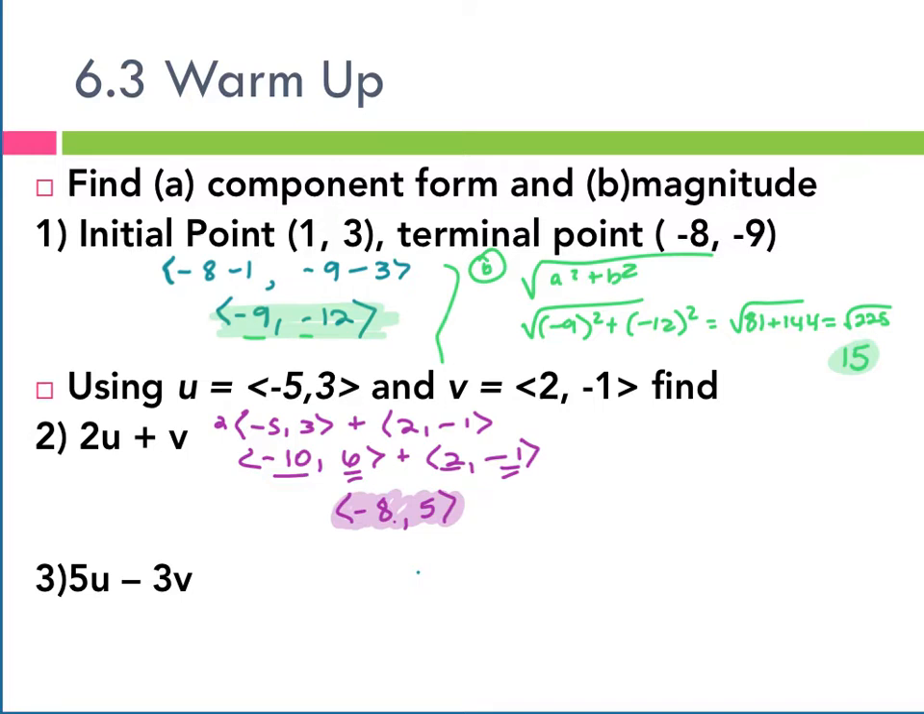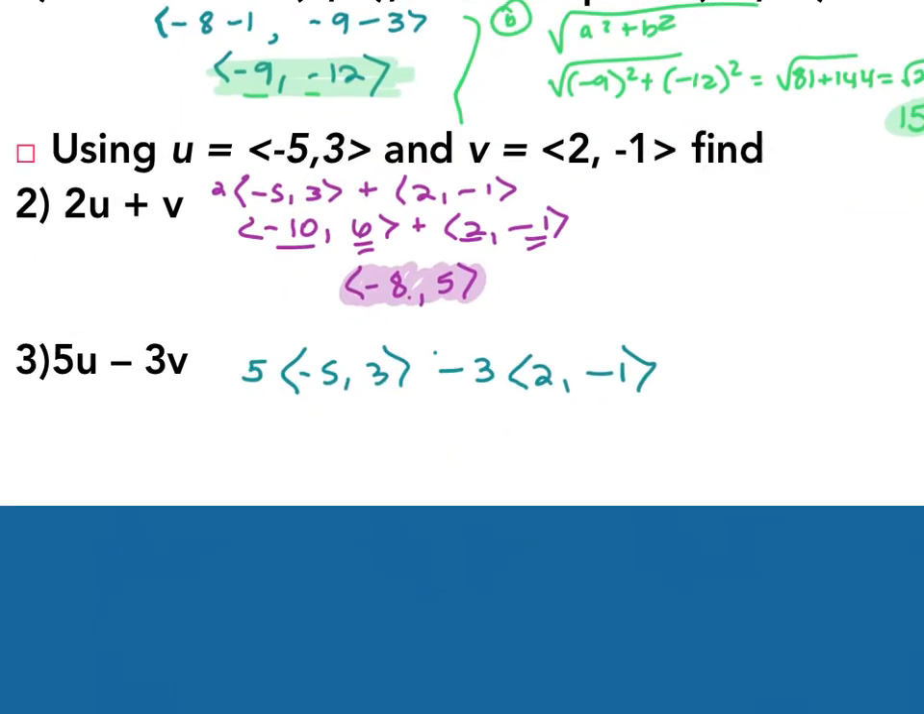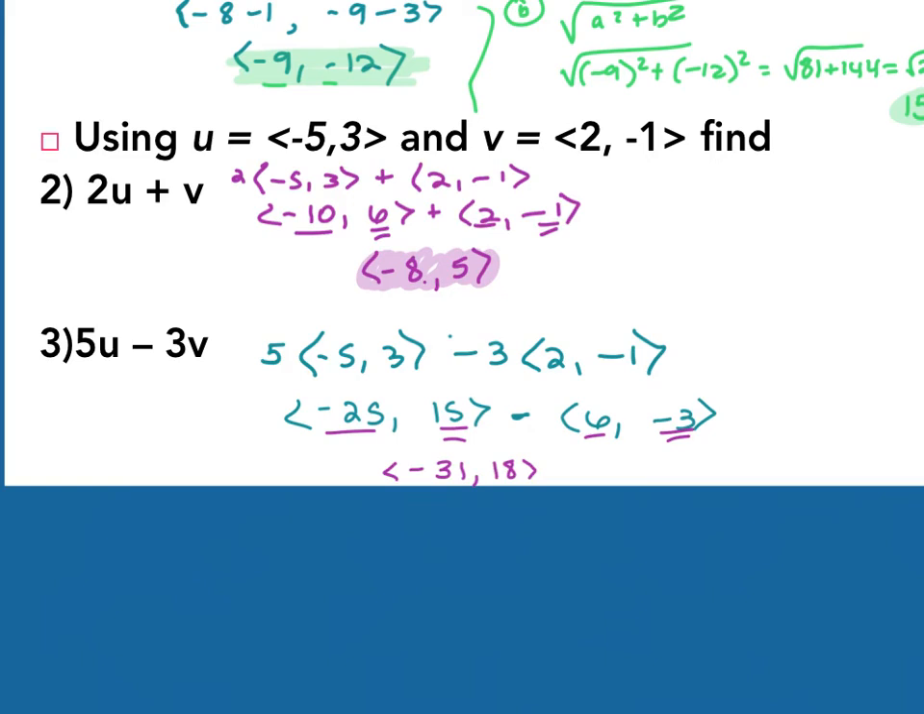Questions on that one? All right, 3 says 5u minus 3v. So I'm going to do 5 times u minus 3 times v. Distribute in the 5, so -25, 15. And then I can either distribute a negative or keep the negative out front, distribute a positive, and then make sure I subtract. Either way, you get the same answer. So then this becomes -25 minus 6, or -31, and 15 minus a -3, which becomes 15 plus 3, or 18. Now, because this is in that component form, I'm going to keep it in component form.